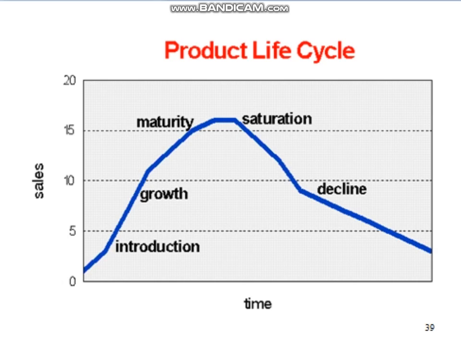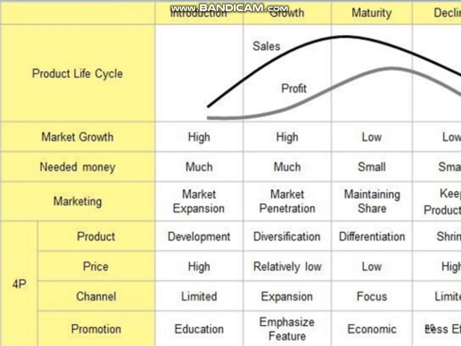In the introduction stage, the sales will be increasing. Then in the growth stage, it will also be increasing. In the maturity stage, the sales will reach their peak level. In the saturation stage, it becomes stagnant. There will be no increase in the sales, no decrease in the sales. In the decline stage, it begins to fall. Then after that, the product goes out of the market. And this is a graph that shows the difference between the different stages in the product life cycle.